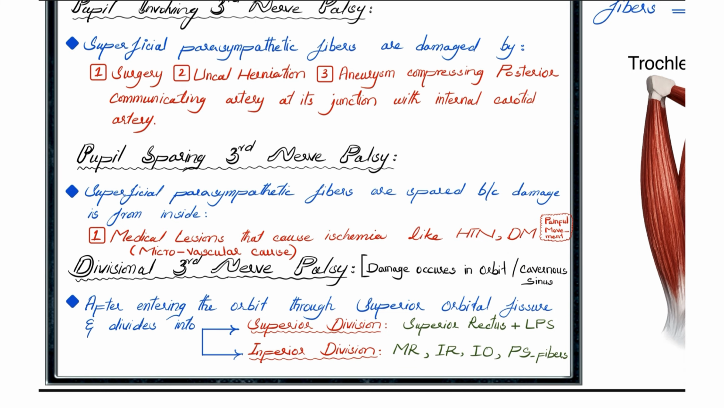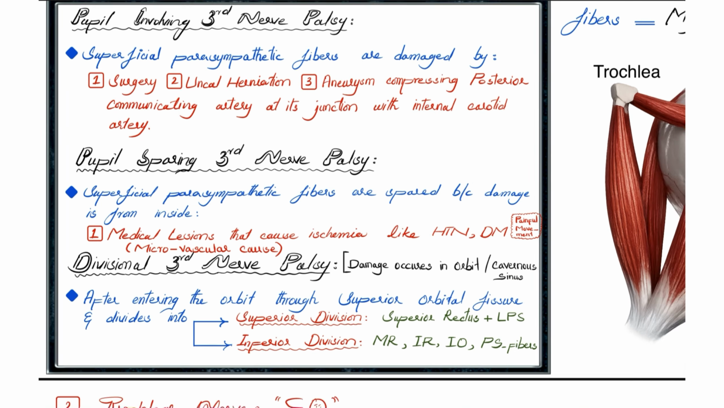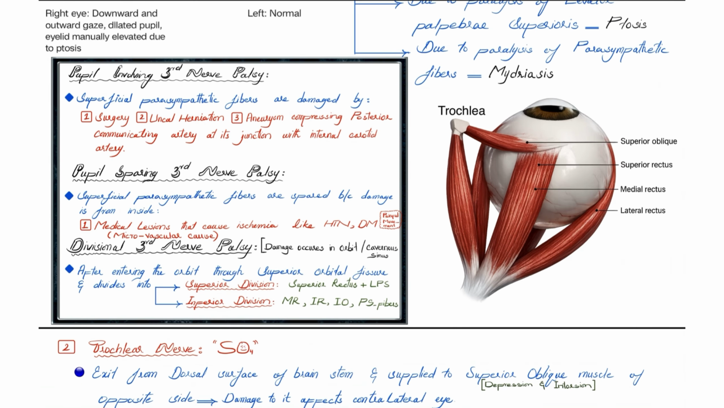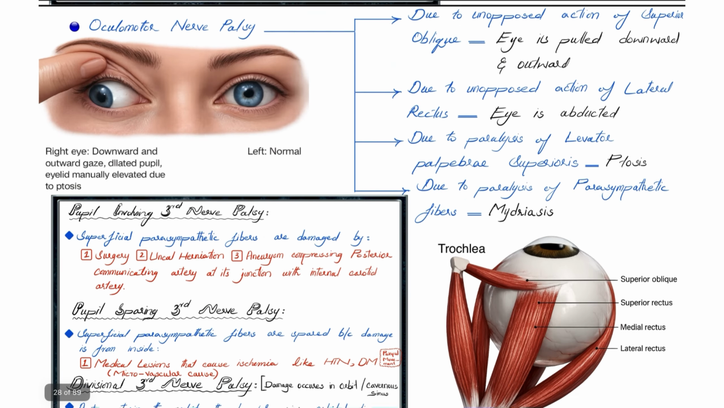When the third nerve enters the orbit through the superior orbital fissure, it divides into a superior division and an inferior division. The superior division supplies the superior rectus and levator palpebrae superioris, while the inferior division supplies the medial rectus, inferior oblique, and contains parasympathetic fibers. So these were all about the oculomotor nerve, which is the third cranial nerve.